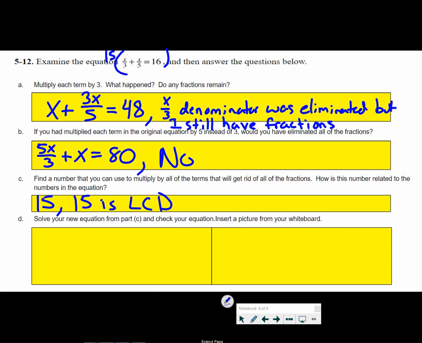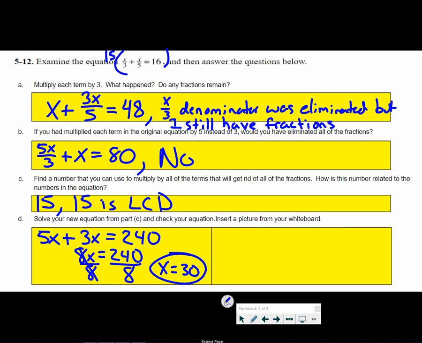So 15 divided by 3 is 5. So I'm going to get 5x plus 15 divided by 5 is 3, 3x equals, and then 16 times 15 is 240. So then I get 5x plus 3x is 8x. And then I divide both sides by 8. x equals 30.